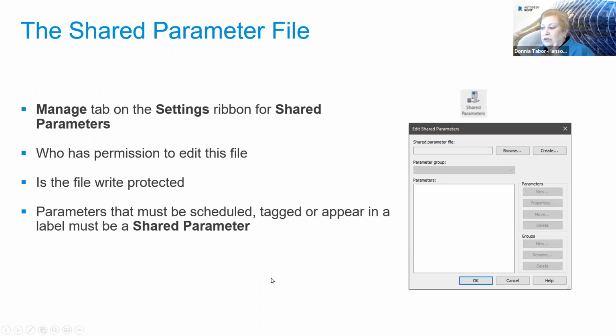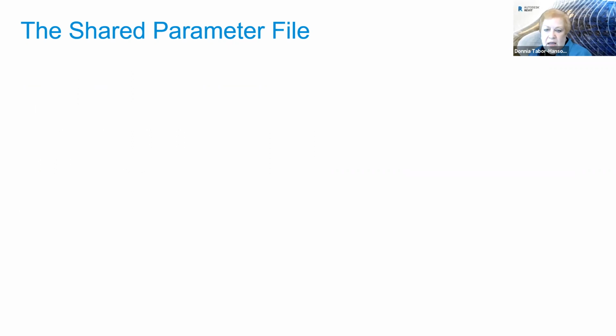Parameters that need to be scheduled, tagged, or appear as labels have to be shared parameters. So those are the ones that have to be in there. Check with your company before you go editing your share parameter file to make sure you have permission. I will show you how we get around some of this by using some of our XYZ parameters.